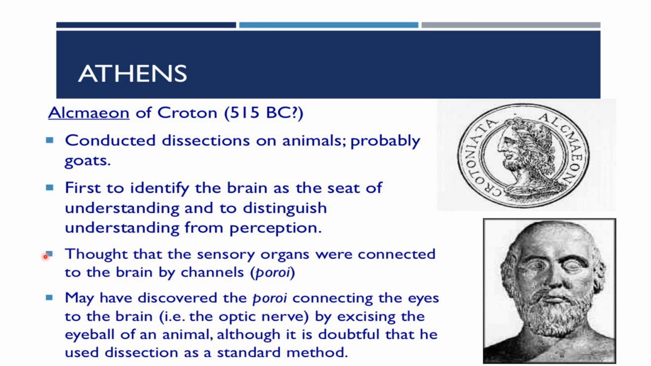He was also taught to indicate that the sensory organs were actually connected to the brain by channels. So when they refer to channels, they mean nerve cells, or nerve fibers. And this man also discovered these nerve fibers connecting the eyes to the brain, what we call the optic nerve, by excising the eyeball of an animal, although it is doubtful that he used dissection as a standard method. So this is what he did.